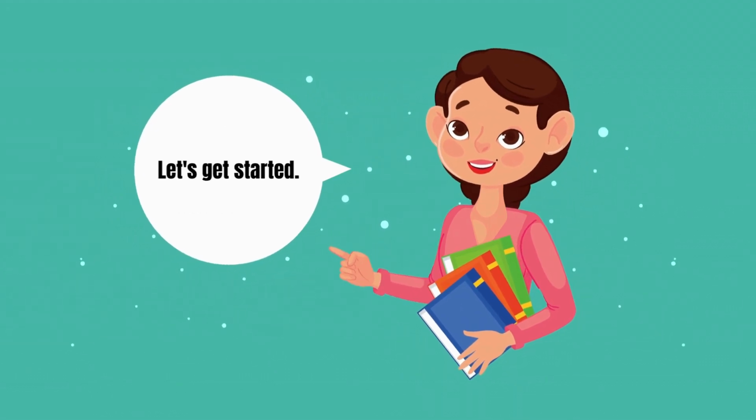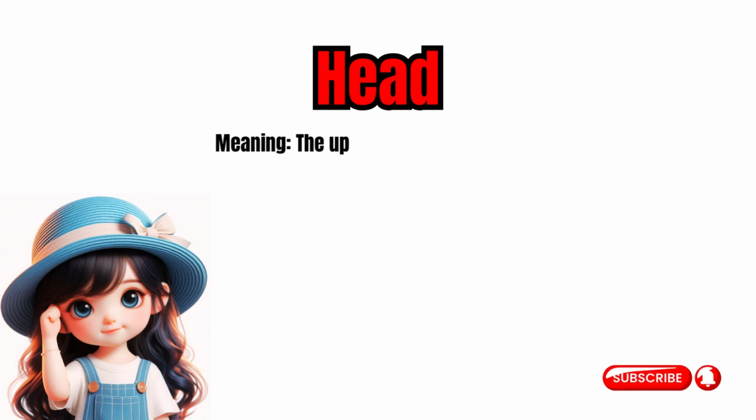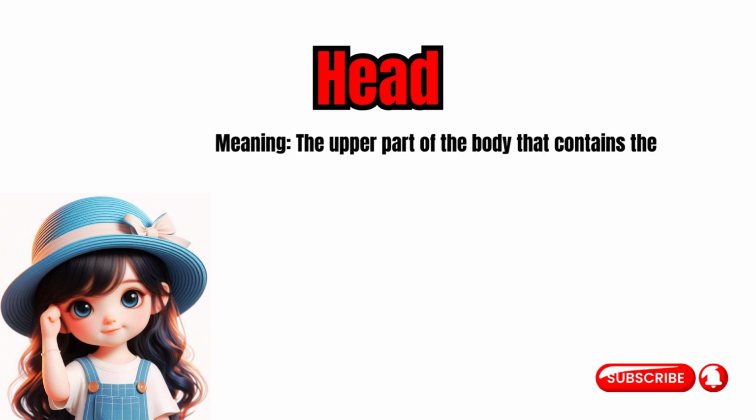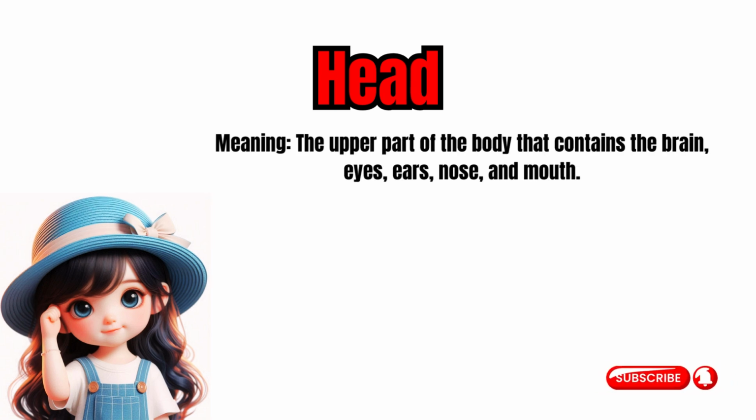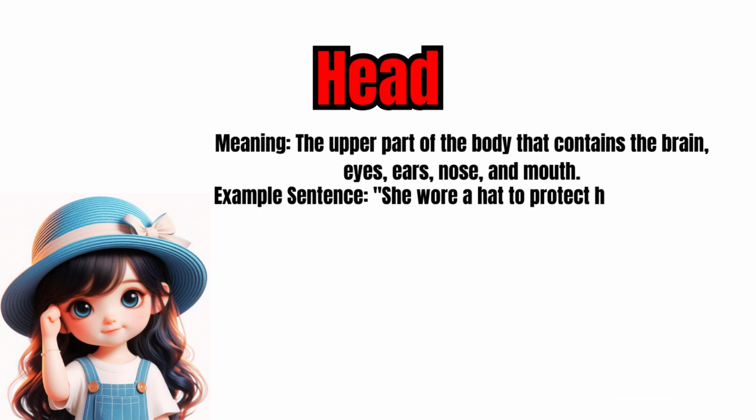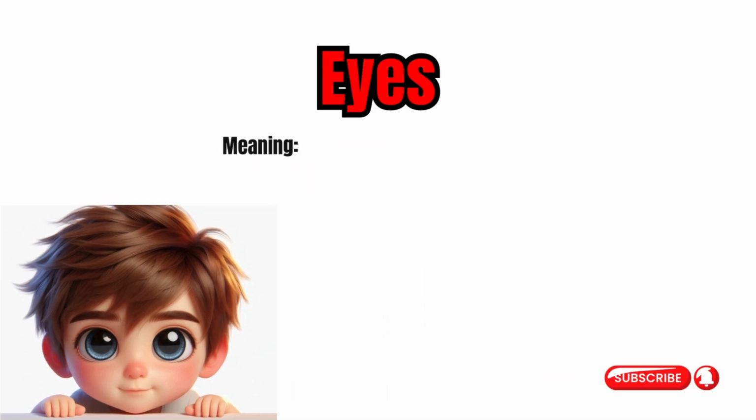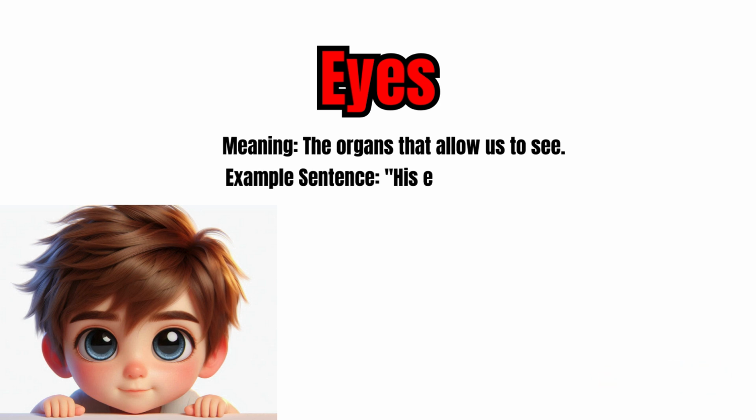Let's get started. Head, meaning the upper part of the body that contains the brain, eyes, ears, nose, and mouth. Example sentence: she wore a hat to protect her head from the sun. Eyes, meaning the organs that allow us to see. Example sentence: his eyes sparkled with excitement.